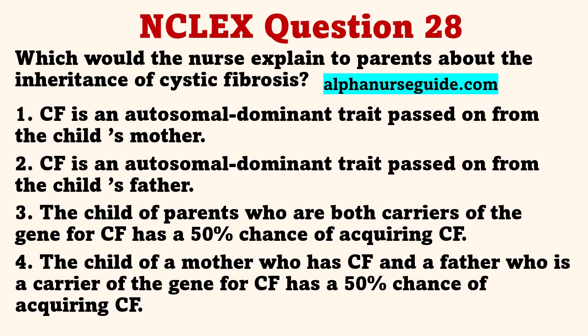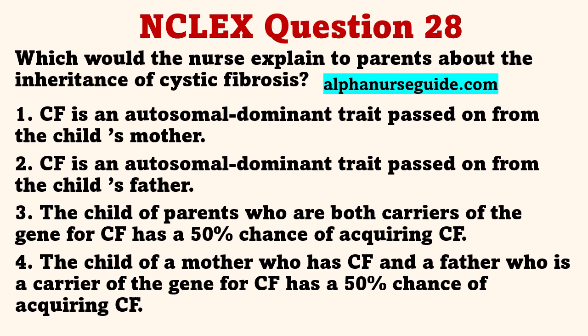Which would the nurse explain to parents about the inheritance of cystic fibrosis? 1. CF is an autosomal dominant trait passed on from the child's mother. 2. CF is an autosomal dominant trait passed on from the child's father. 3. The child of parents who are both carriers of the gene for CF has a 50% chance of acquiring CF. 4. The child of a mother who has CF and a father who is a carrier of the gene for CF has a 50% chance of acquiring CF.